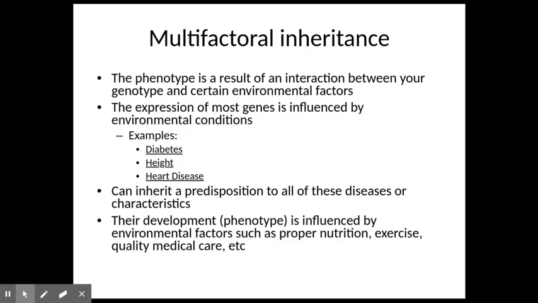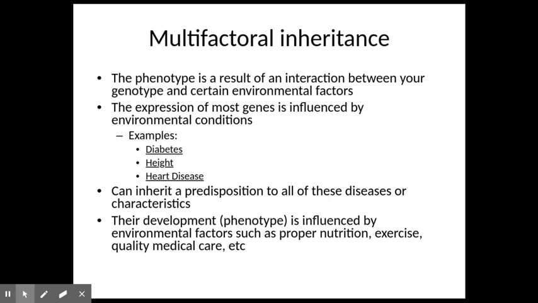So, multifactorial inheritance. This is the phenotype as a result of interaction between your genotype and the environment. The expression of most genes is influenced by environmental conditions. Things that can be affected are your diabetes, your height, your heart disease. These can inherit a predisposition to all of the diseases or characteristics, and their development or phenotype is influenced by those environmental factors such as proper nutrition, exercise, quality medical care, and etc.